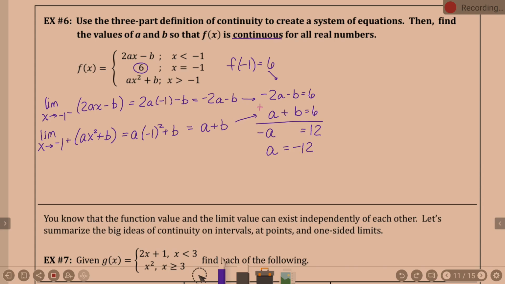If a is negative 12, could I plug this into one of the others? I mean, if I use a plus b equals 6. So negative 12 plus b equals 6. So that means b is 18 when I add it over. So a is negative 12. B is 18. What else did we have to do?